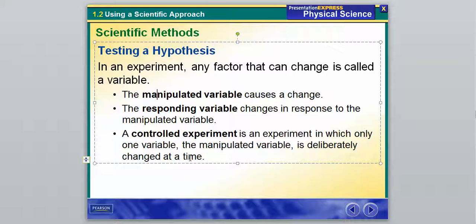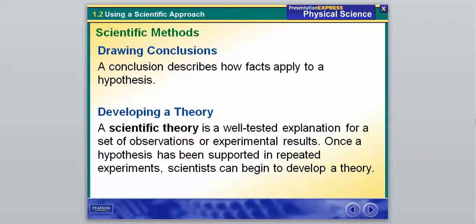So then we're going to go to our next step, which is draw a conclusion. A conclusion describes how facts apply to a hypothesis. So we either draw a conclusion that we were correct, or we draw a conclusion that we were wrong, and then we kind of have to continue accordingly from there.